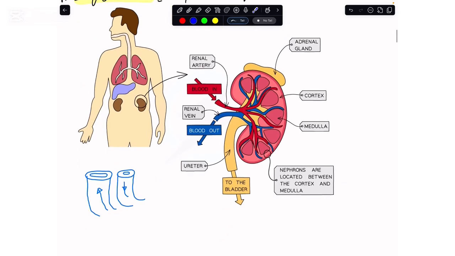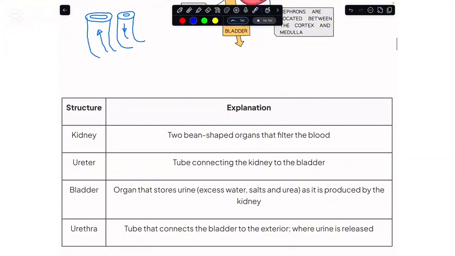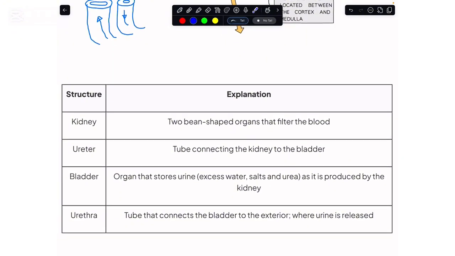Now, since for every organ in the body we must be aware of their description or explanation as well, if I talk about the kidneys, we know that they are bean-shaped organs that filter the blood. Then come the ureters. These are the tubes that connect the kidney to the bladder, and within the ureter there is the peristalsis movement, which ensures that the urine does not backflow, but is carried forward into the urinary bladder from the kidneys.